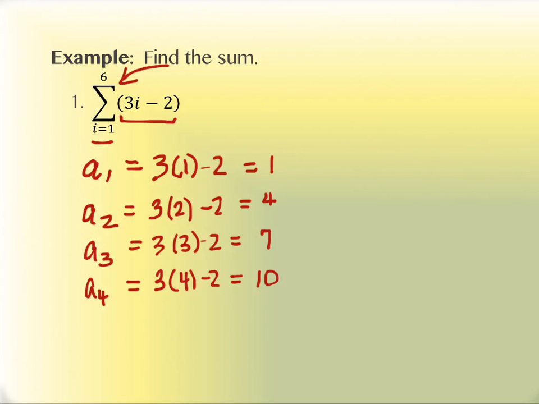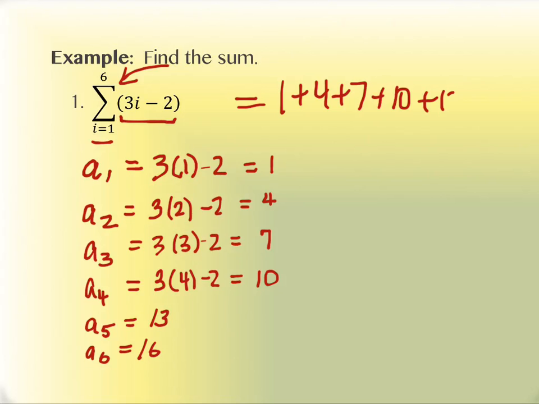Do you notice a pattern? What's happening? Yeah, we're just adding 3 every time. So if you notice the pattern, do I have to really keep putting the numbers in? Couldn't I just use the pattern to tell me what a5 and a6 are? Well, sure. What's a5? 13. And what's a6? 16. Excellent. And then the sigma notation says I'm supposed to add all these values together. So this is supposed to be 1 plus 4 plus 7 plus 10 plus 13 plus 16.